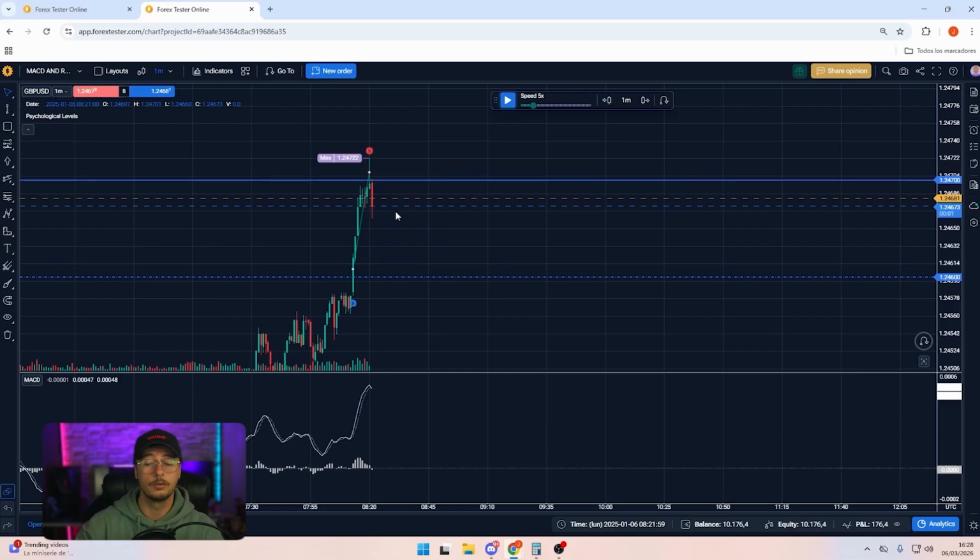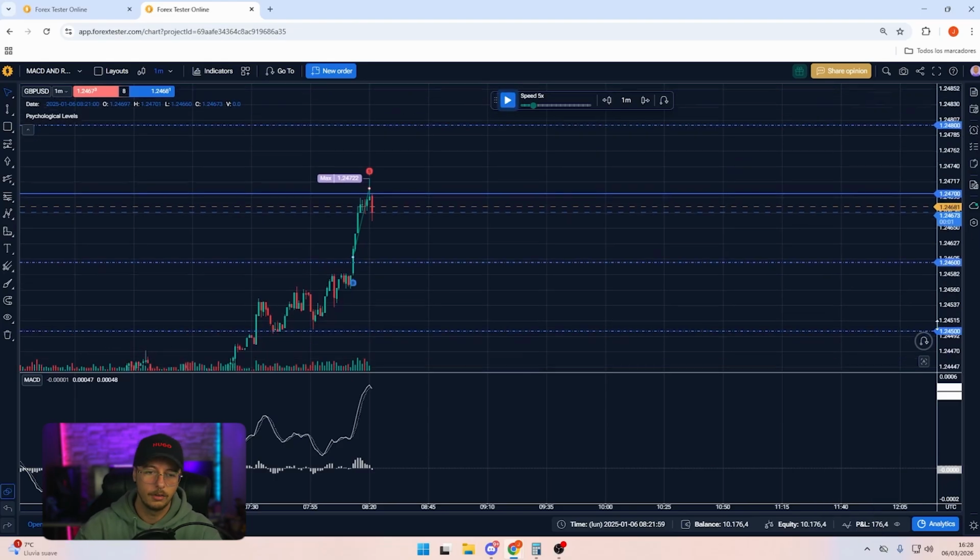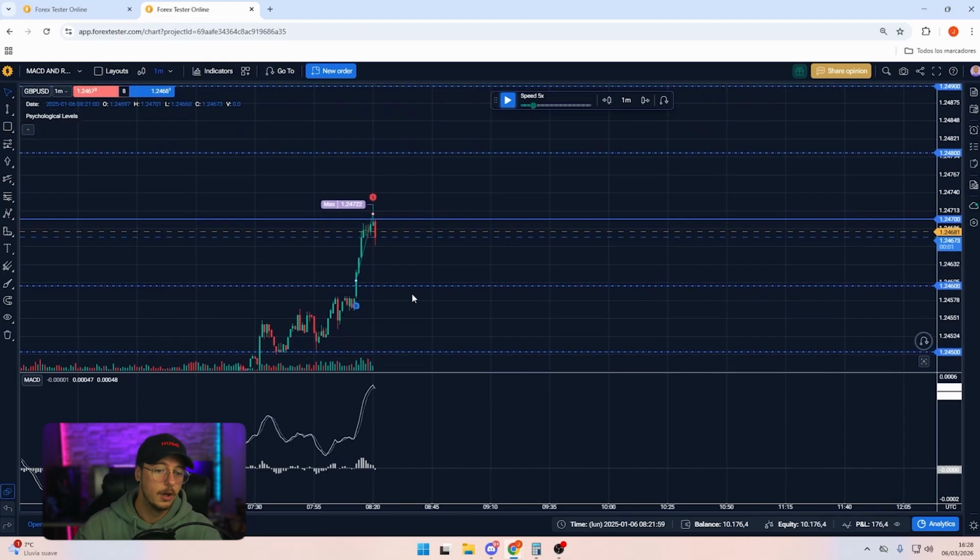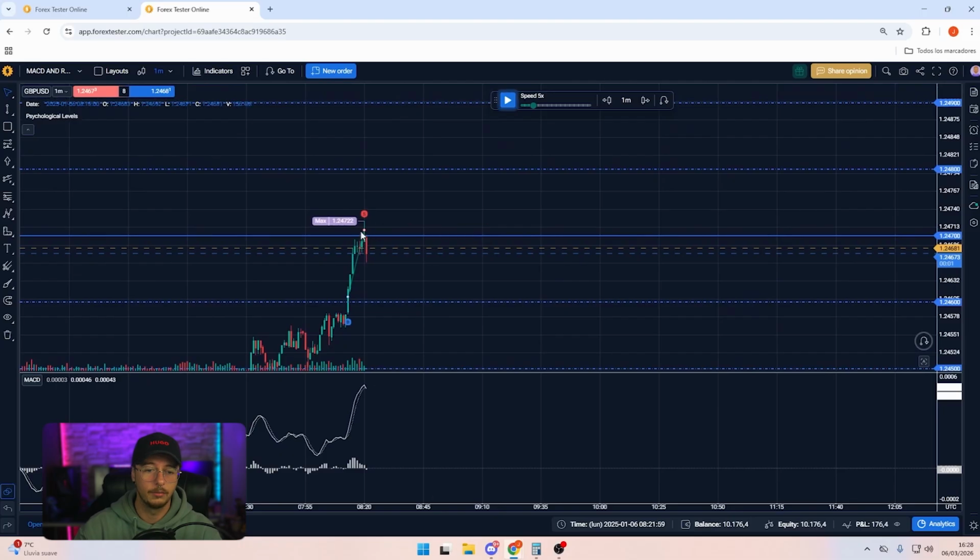Finished. That's the first trade, and we've earned virtually 2%, just a bit below. Obviously adding commissions and spread, we always get just a bit less. So now what we're going to do is wait for the price to break out this one here.